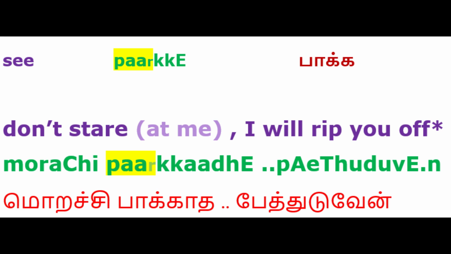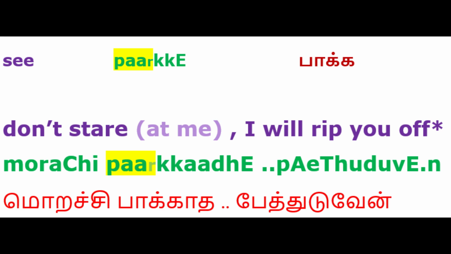பார்க்க, that is to see or look. Don't stare at me, I'll rip you off. I will rip you off is a very abusive expression. We could say பேத்துடுவேன், which means I'll just rip you off. It's exactly that in Tamil, just to take a part of something. பேத்துடுவேன். Don't stare at me, I'll rip you off. முறைச்சி பார்க்காத. Don't stare. பார்க்க is the infinitive verb here.